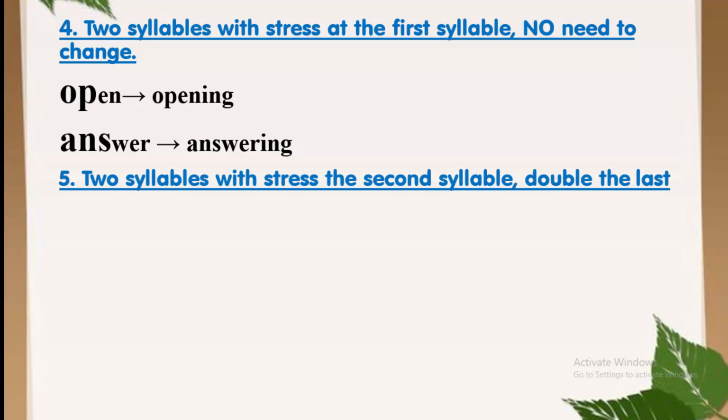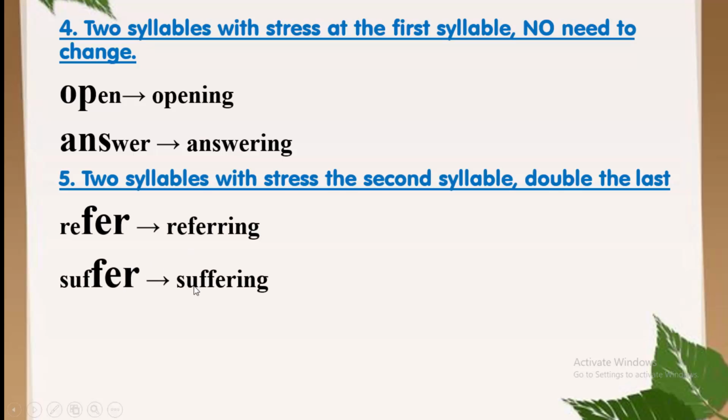Number 5, two syllables with stress on the second syllable. It means you have to double the last consonant and then add ing, like refer. So it becomes referring. And then suffer. It becomes suffering. Commit. You have to double the last consonant. It becomes committing.